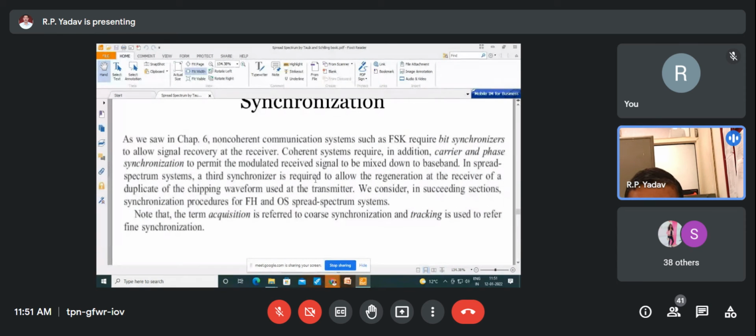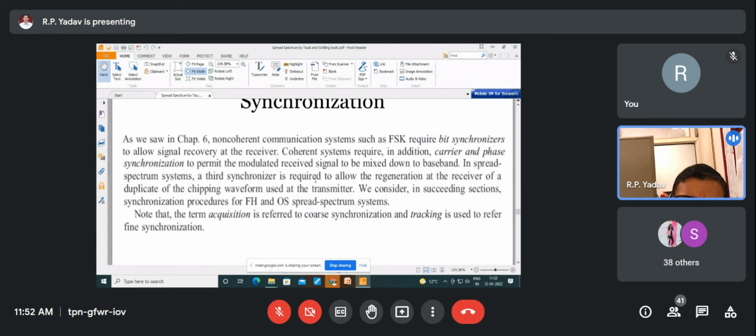Synchronization, as I said earlier, is a big issue in all communication systems, but more so in spread spectrum, where the chips are very small in duration, and any kind of delays in the wireless medium can be problematic or will not produce correct results. Non-coherent communication systems such as FSK require bit synchronizers to allow signal recovery at the receiver. Coherent systems require, in addition, carrier and phase synchronization to permit the modulated signal to be mixed down to baseband. What is the meaning of carrier and phase synchronization? It means phase synchronization is also necessary, along with the frequency of your carrier.